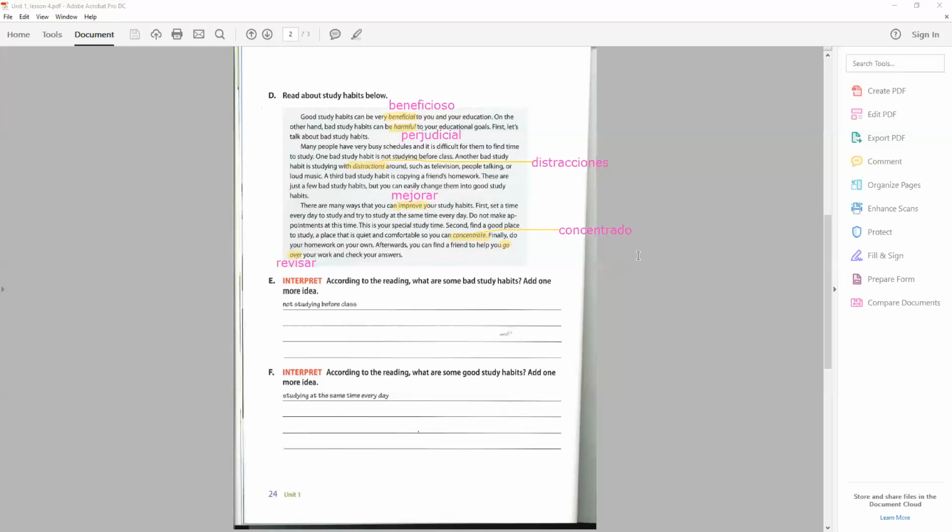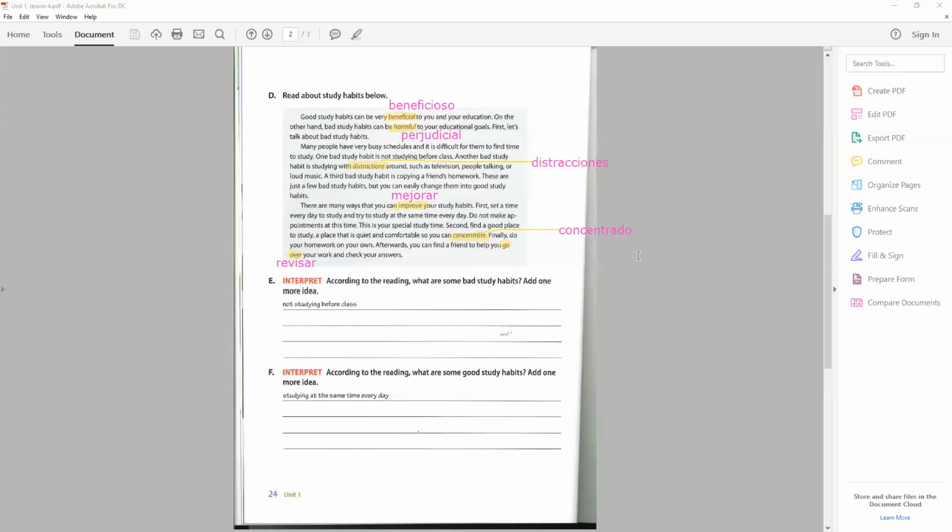There are many ways that you can improve your study habits. First, set a time every day to study and try to study at the same time every day. Do not make appointments at this time. This is your special study time.